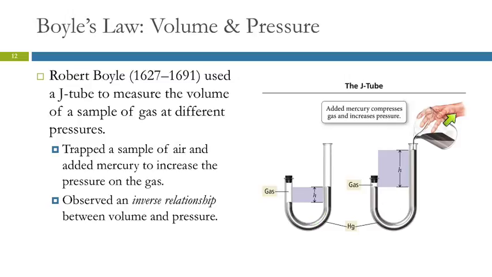Well, if you pour more mercury in here, that's going to push down on this. Gases are compressible, and it's going to cause the volume of the gas to get smaller. And if we look now at the heights, the height difference is larger. That tells us that the pressure inside has increased. So we see that the pressure increases as the volume decreases. This is called an inverse relationship. One goes up, the other goes down.